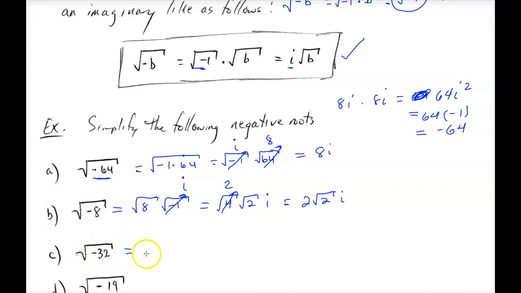Similarly, for example C, we have square root of 32 times square root of -1. And of course, square root of -1 is just i. 32 is 16 times 2. So we could rewrite square root of 32 as square root of 16 times square root of 2, and then put the i on the end. And of course, square root of 16 is just 4. So our final answer here would just be 4 times square root of 2 times i.